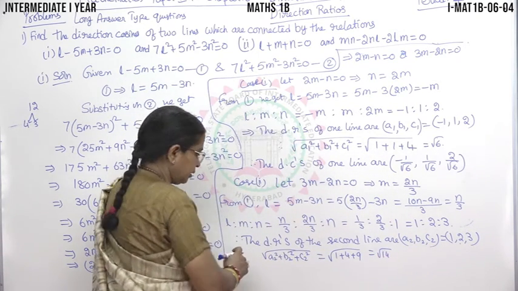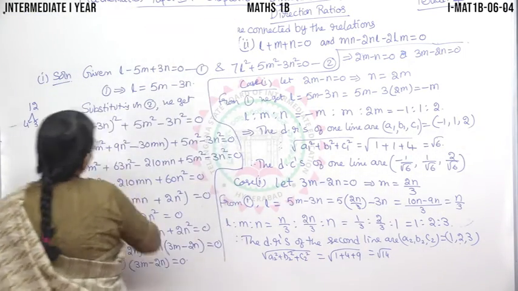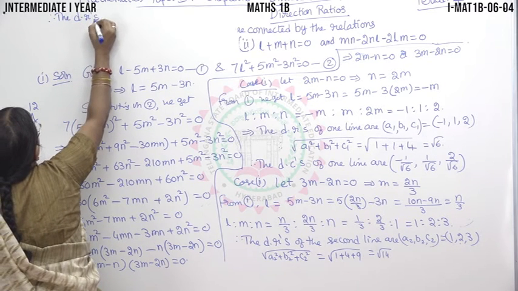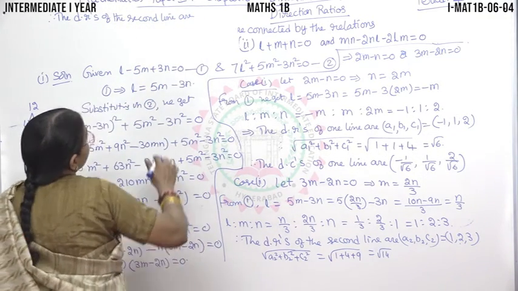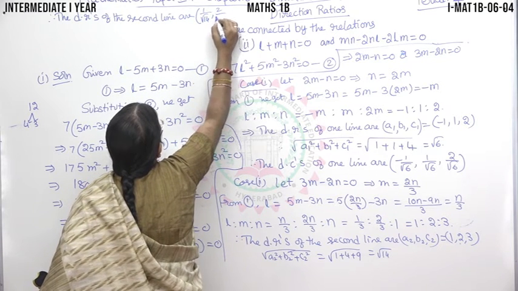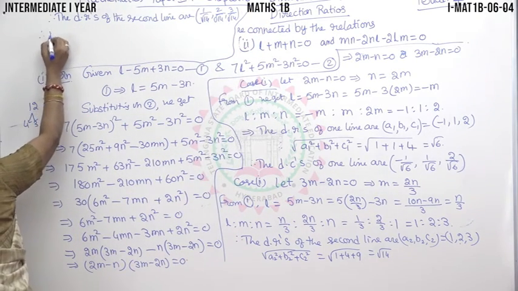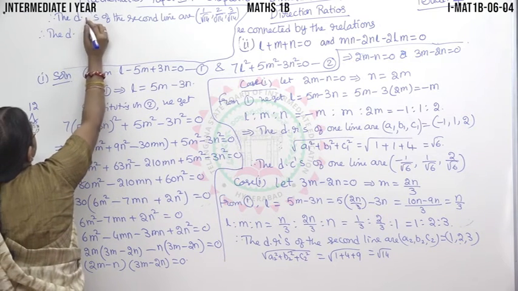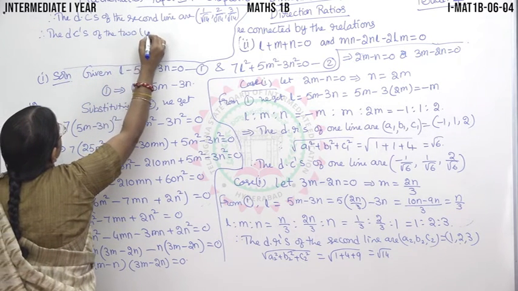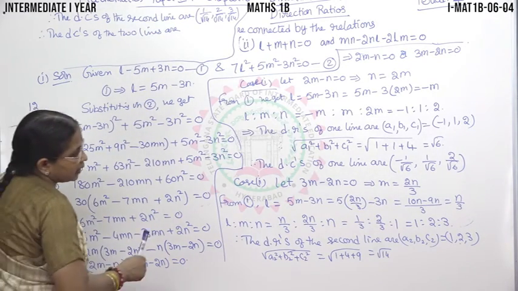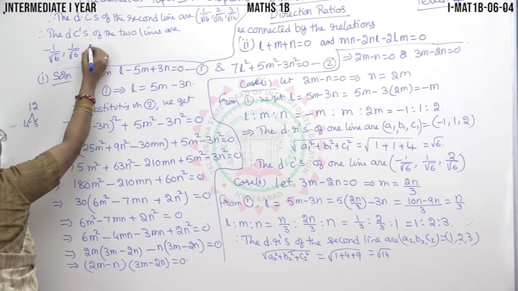Now we'll write, therefore the DCs of the second line are 1 by root 14, comma 2 by root 14, comma 3 by root 14. So finally you should write now, therefore the direction cosines of the two lines are. So what are the direction cosines of the first line? Minus 1 by root 6, comma 1 by root 6, comma 2 by root 6.